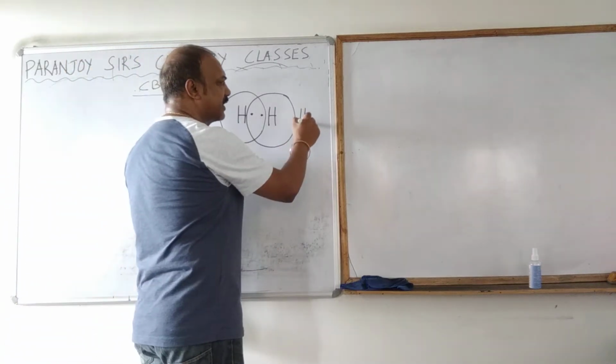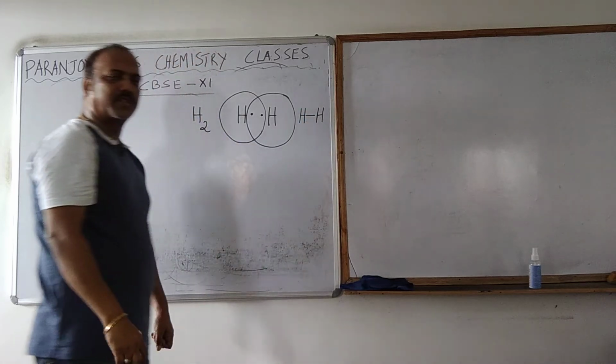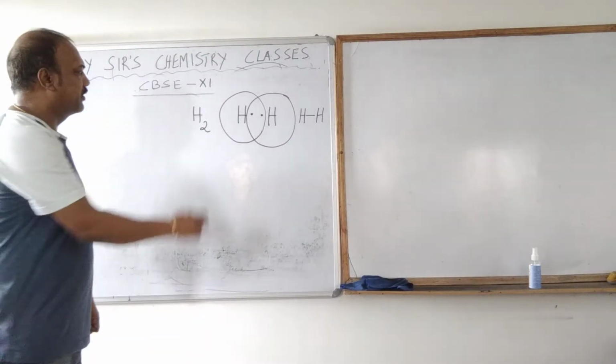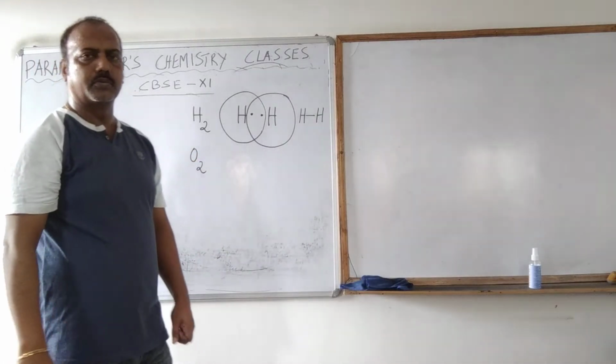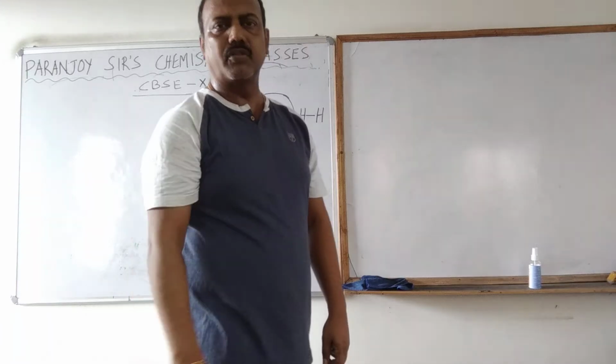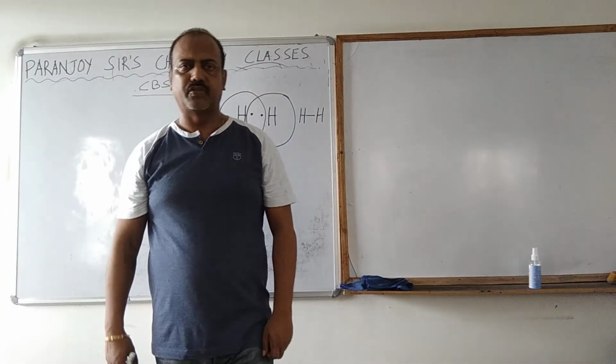And we represent it by a single dash. We write it like this, H dash H. Okay. If we try to explain O2, O has got 8 electrons total and hence in valence shell it has got 6 electrons.